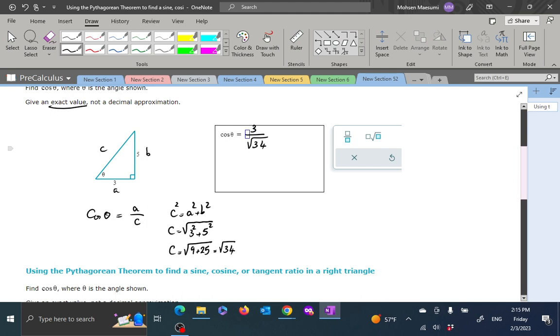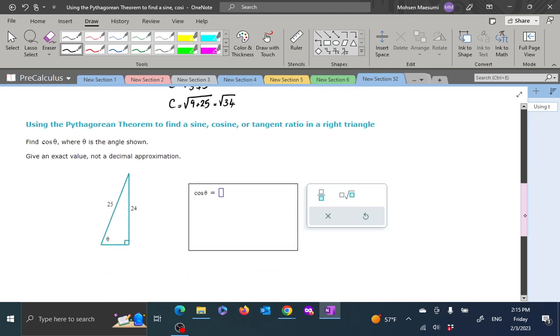It's not required that you do any kind of rationalization or anything. You can just leave it like that, just so that we get most benefit out of these problems and practice extra. So what is sine of theta? Sine of theta will be opposite 5 over radical 34. What if they had asked us for tangent? Well, tangent didn't require calculation of C, it would have been just 5 over 3, and that one would be a rational number.